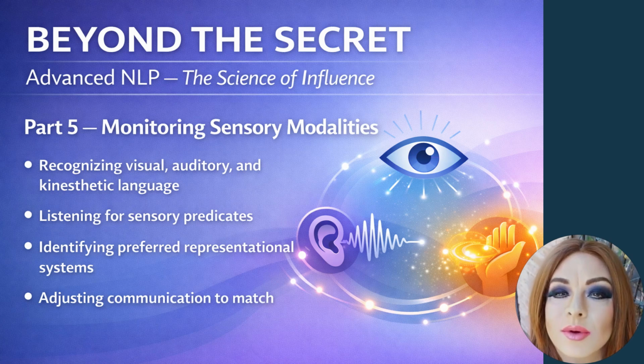In this part of the training, we begin developing a new skill called calibration. Calibration is the ability to observe how someone is processing information internally. One way people reveal their internal experience is through the language they use. In Neuro Linguistic Programming, we refer to these patterns as sensory modalities. People often describe their experiences using visual, auditory, or kinesthetic language. By listening carefully to these patterns, you can gain insight into how someone is thinking. This awareness allows communication to become more precise and effective.